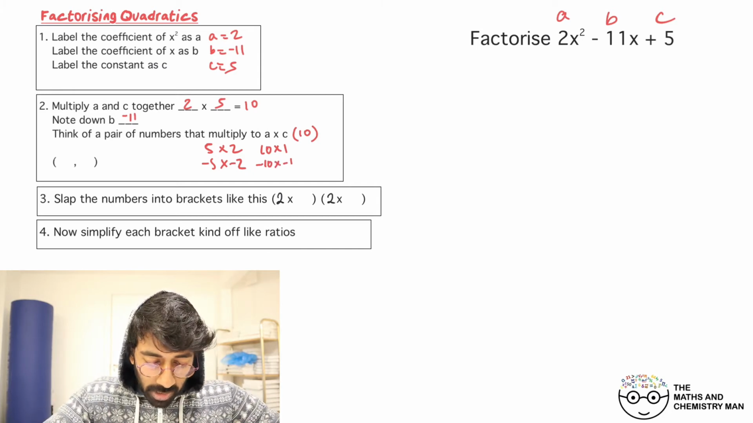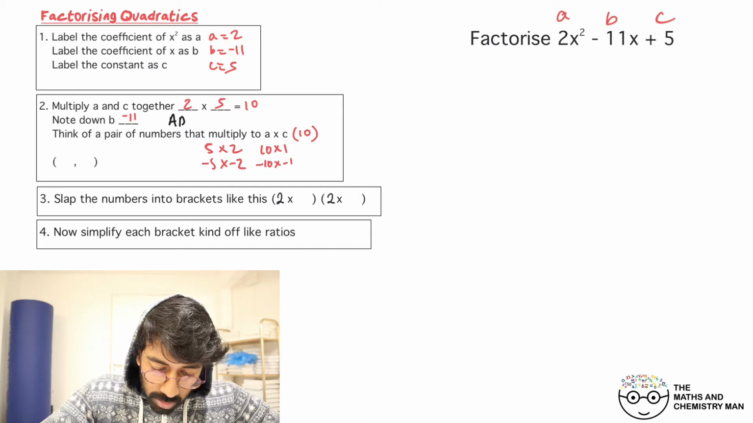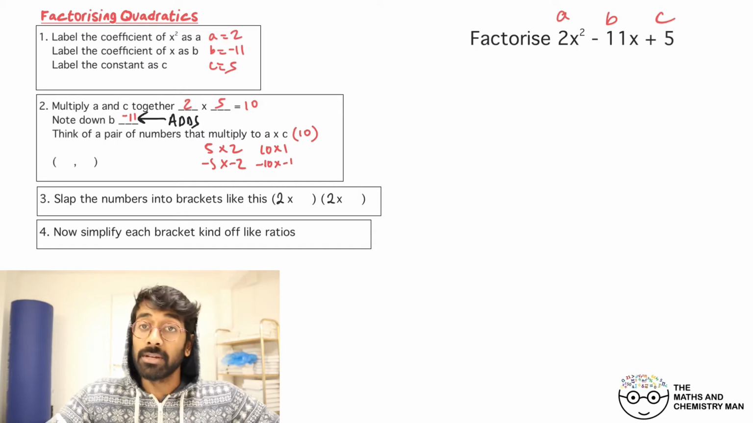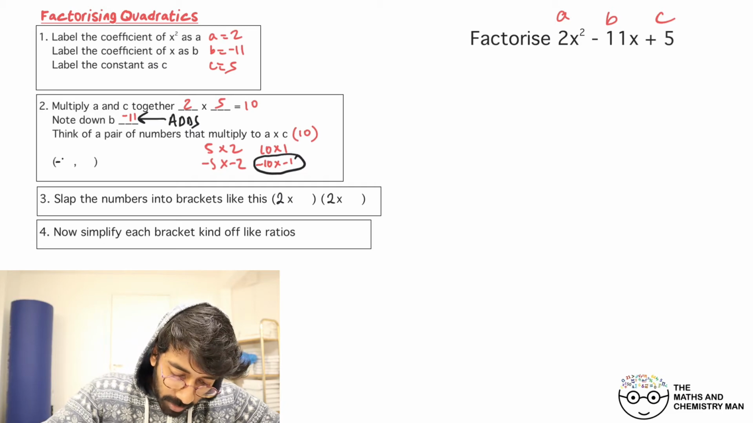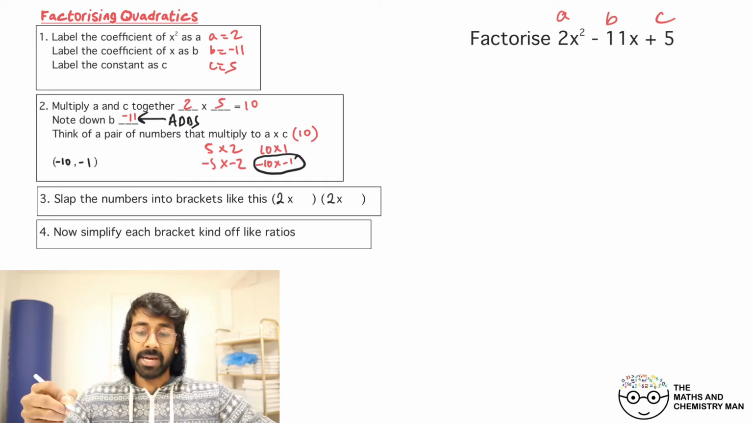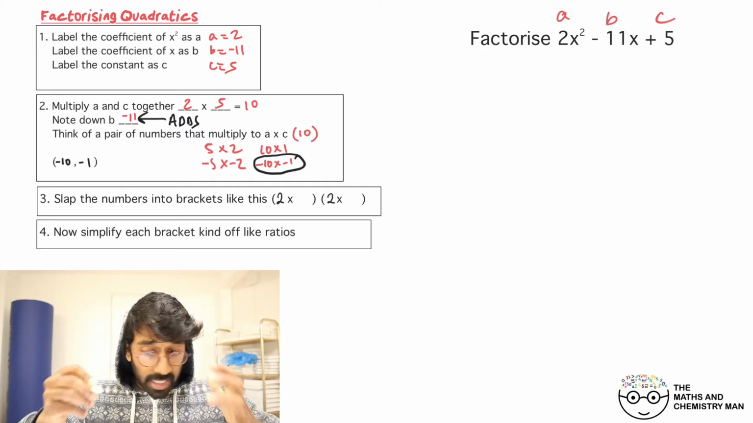Which one do we need? We need the one that adds to give us minus 11. Which one is that going to be? That's going to be minus 10 and minus 1. So I'll pop that in here, minus 10 and minus 1. There it is. Now what do we do?